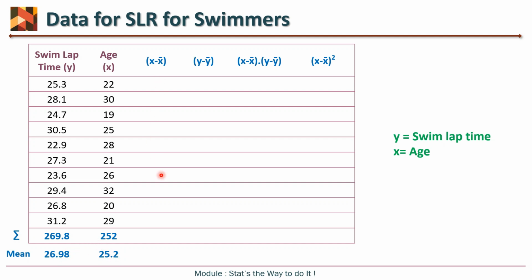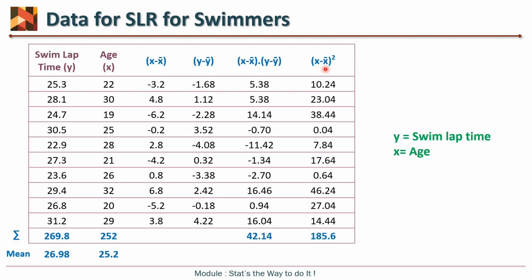Now in this column we will put the value of x minus x bar. So the first value will be 22 minus 25.2. Accordingly this column will be prepared. Then y minus y bar will be 25.3 minus 26.98. Likewise this column will be filled. Then the multiplication of this and this column will be this column, and the square of this column will be this column. Now see, this column is prepared. So we have calculated all the values and filled all the values in this table.